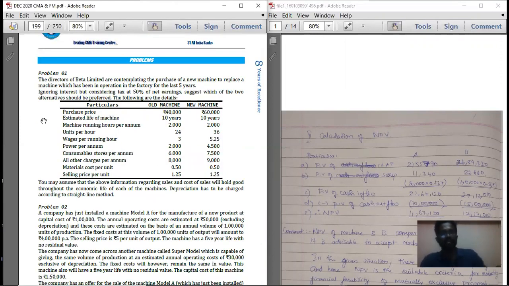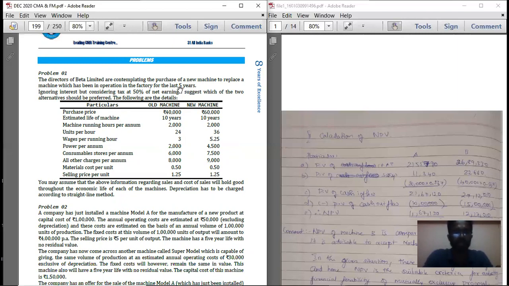See, they have given the directors of Beta Limited are contemplating the purchase of new machine to replace a machine which has been in operation in factory for last 5 years. So they are going to replace new machine, that is old machine, with the new machine. Ignoring interest but considering tax at the rate of 50% on net earnings, suggest which of the two alternatives should be preferred. The following are the details. That is, whether to go with the old machinery, to purchase new machinery, or to purchase old machinery. Okay, that is the question they have given.